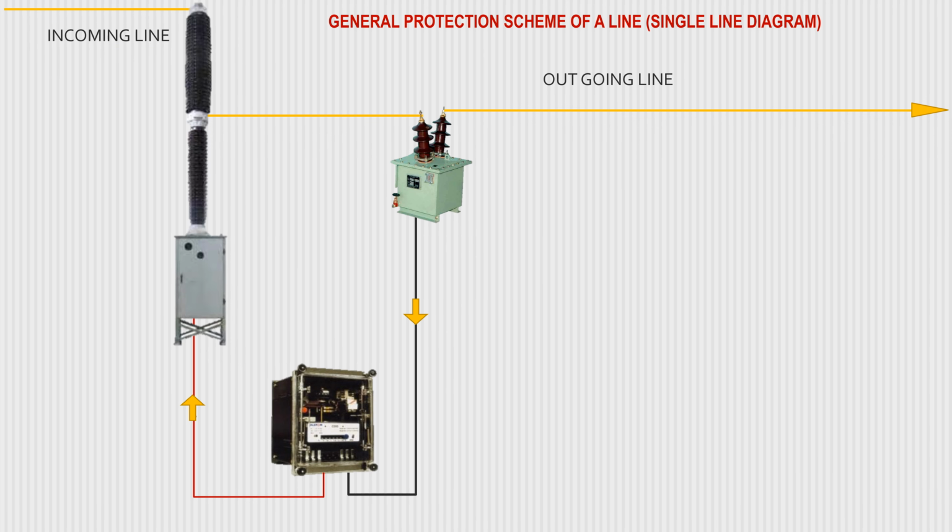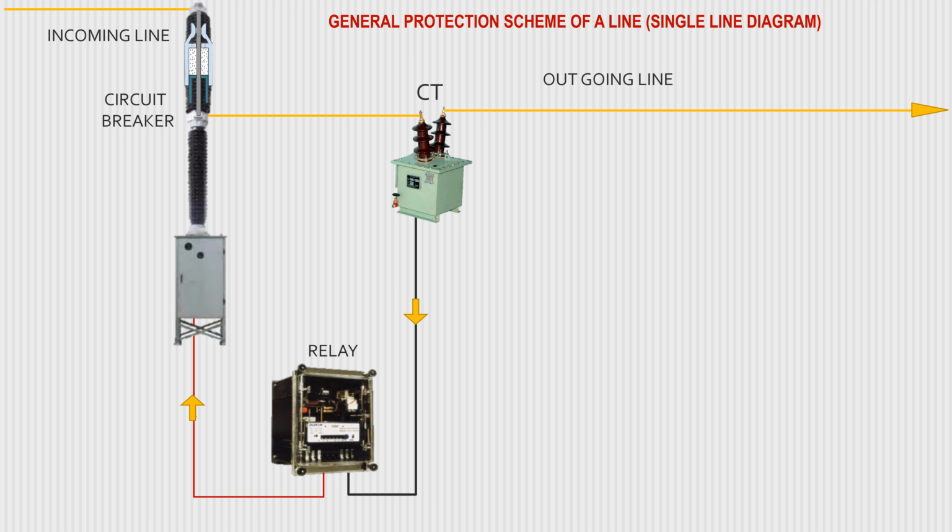This is a general protection scheme of an electrical line being shown here. Power enters into the circuit breaker through incoming lines and is delivered through outgoing lines when the circuit breaker closes its contacts. Fixed and moving contacts remain inside an insulator petticoat.